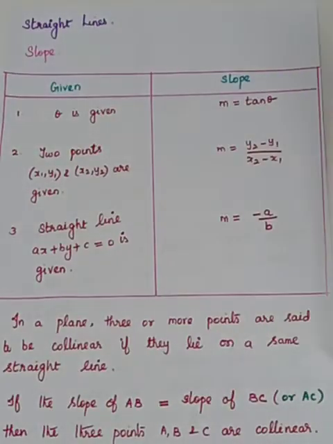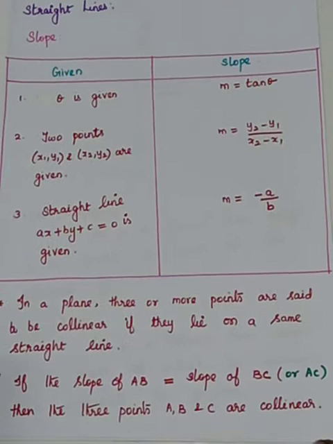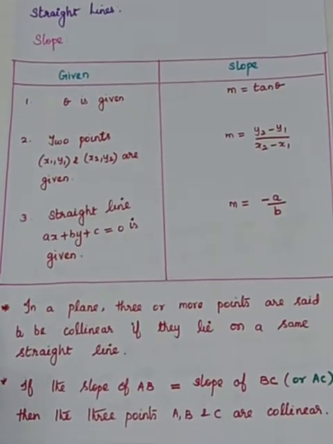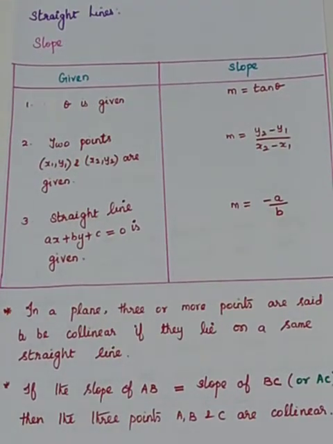Okay, so the next topic, we are moving to the straight lines. Before moving to the straight lines, we should know about the slope. What is a slope? Slope, otherwise we can call gradient. Gradient of the straight line is a number. Slope is nothing but a number that measures its direction and the steepness.